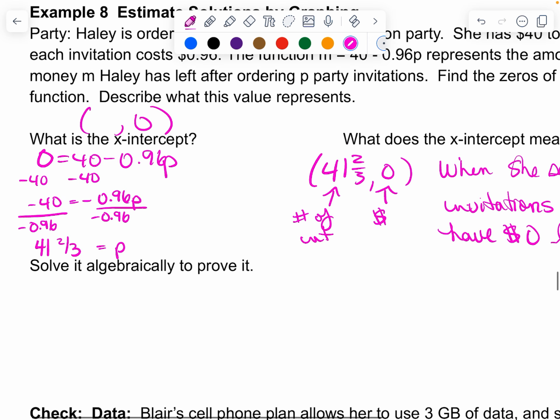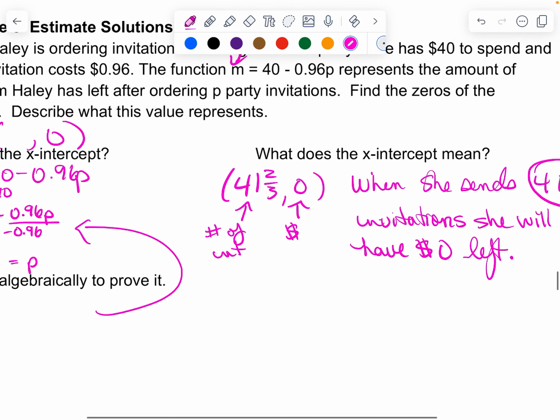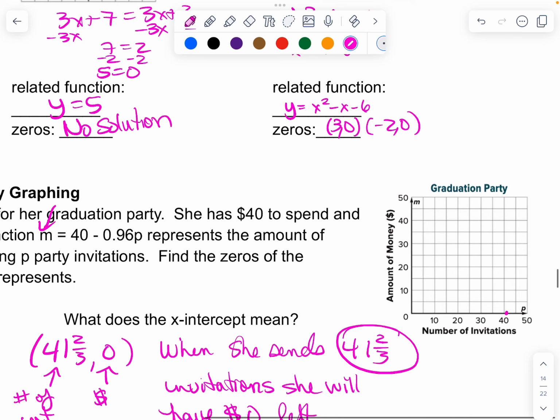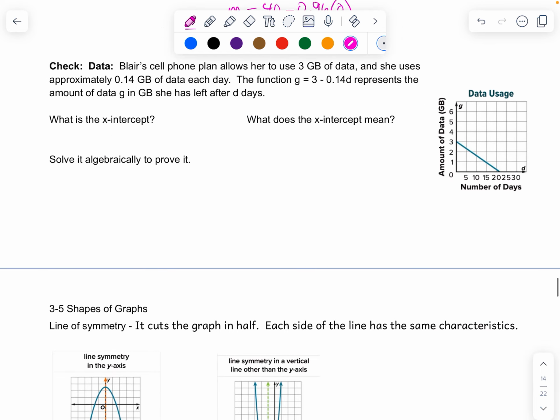Then, I just solved it algebraically. Okay? What happens if I plug in 0 for x? So you don't actually have to solve this. You should be able to do this off the top of your head, because didn't she start with $40? So yeah, it would go here. And voila. Okay.